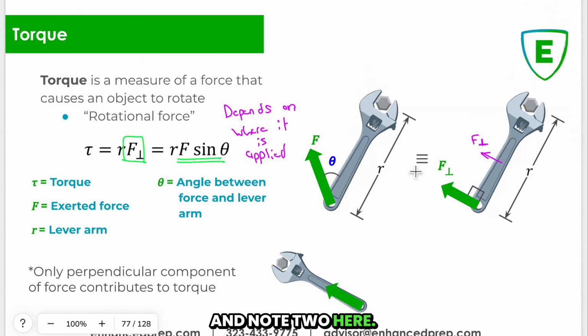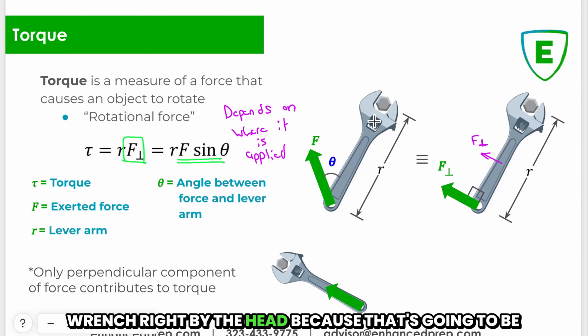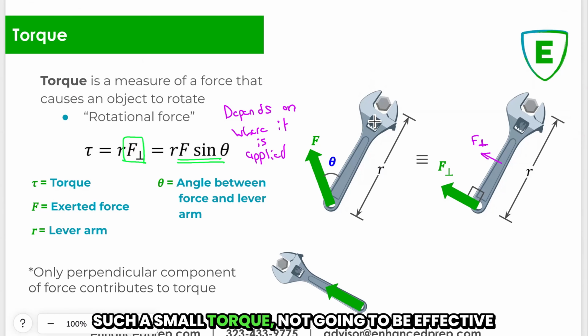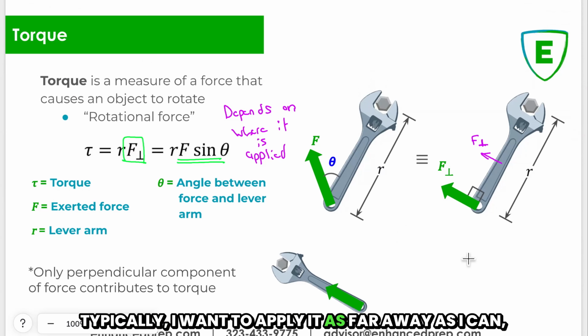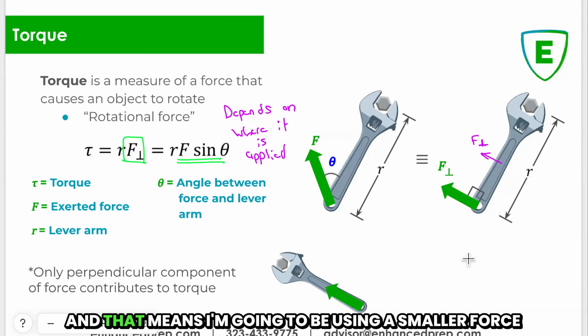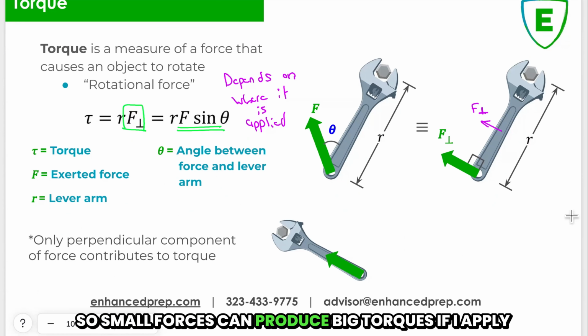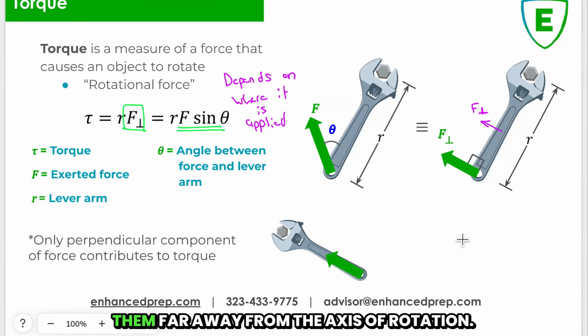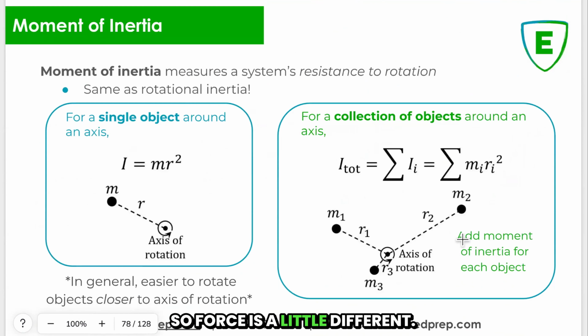I have to push it kind of in the direction that I want it to go. And note too here, it doesn't make sense for me to try to push the wrench right by the head because that's going to be such a small torque, not going to be effective rotation. Typically, I want to apply it as far away as I can, and that means I'm going to be using a smaller force to do it. So small forces can produce big torques if I apply them far away from the axis of rotation. So force is a little different.